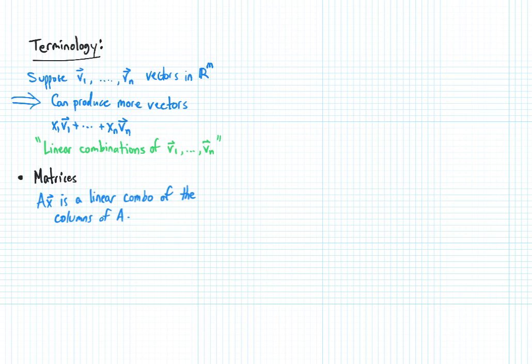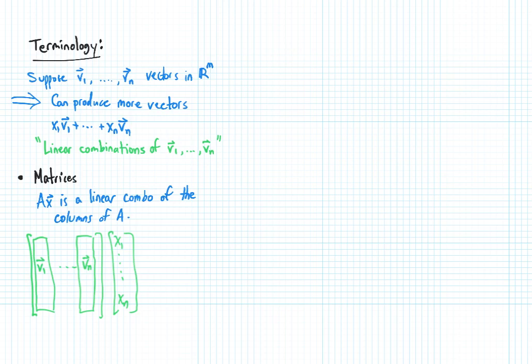This is exactly what we just saw in the column picture, where we saw that if the columns of A were v1 to vn, and then if you write the entries of the vector as x1 to xn, then the multiplication is exactly a linear combination.